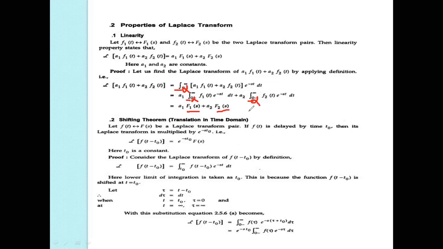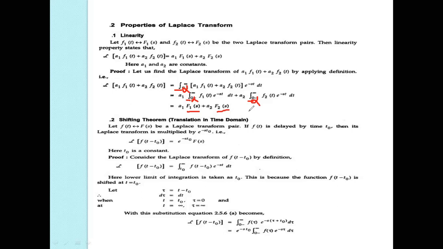Coming to the second property, the shifting theorem or translation in time domain, also called the time shift property. Simply, it is the shifting theorem in the Laplace transformation. Remember, in the external examination, you have to see which transformation they are asking the property for. Linearity means don't write it for Fourier series and Fourier transformation. For which transformation they are asking the linearity, for which transformation they are asking the time shift. That is very important.